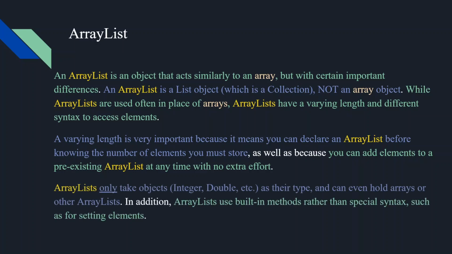Importantly, while arrays can use primitives or objects as their types, array lists only take objects as their types. They can even hold arrays or other array lists, similar to multidimensional arrays, though I will not be covering that today. In addition to these differences, array lists use built-in class methods rather than special syntax, which is what arrays use. As an example, setting an element to a value with an array list involves using the set method, whereas in arrays you use brackets to get the element at that index and make it equal to the desired value.